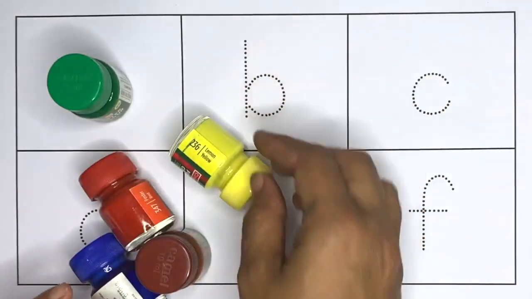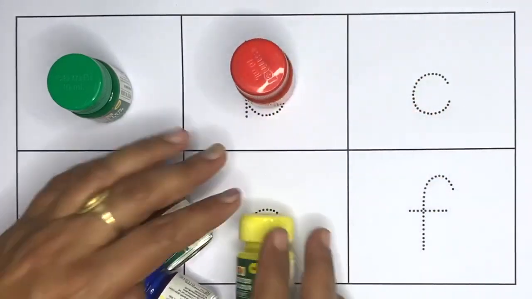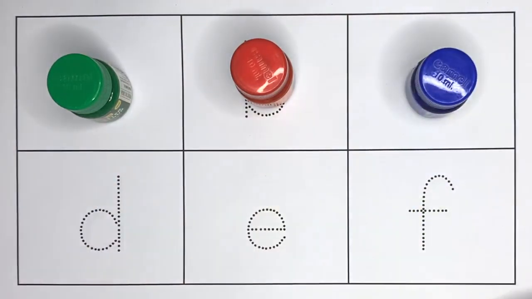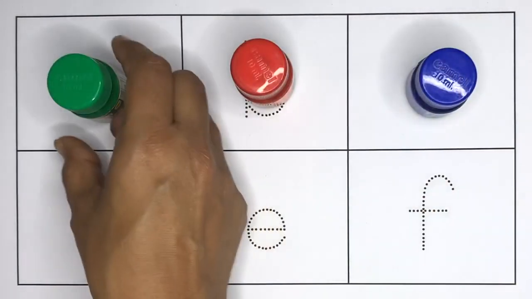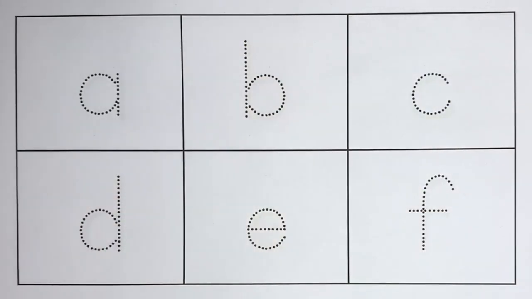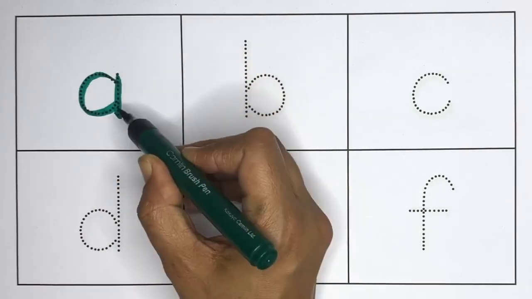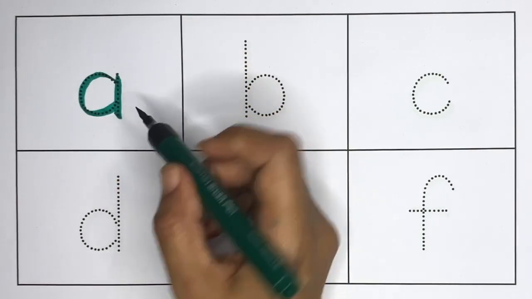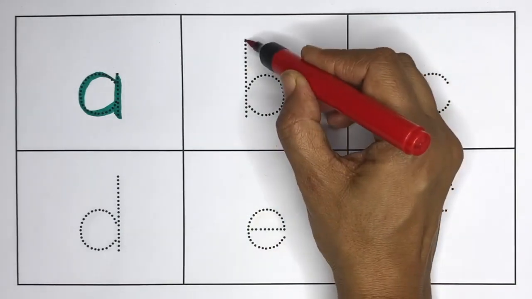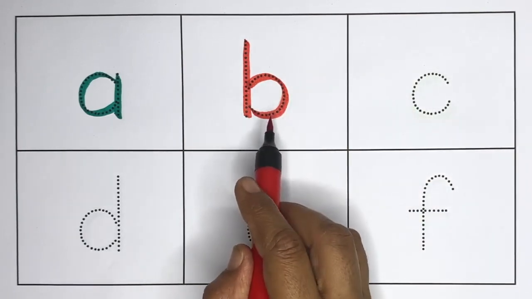Green color. Red color. Blue color. Green color, red color, blue color. Green color. A for apple. B for ball.